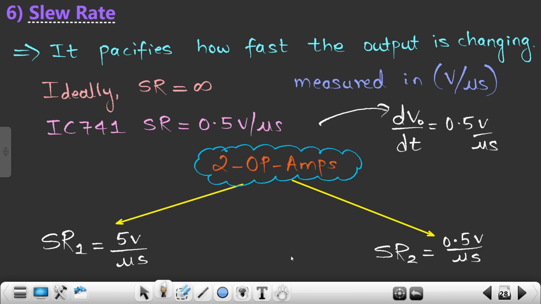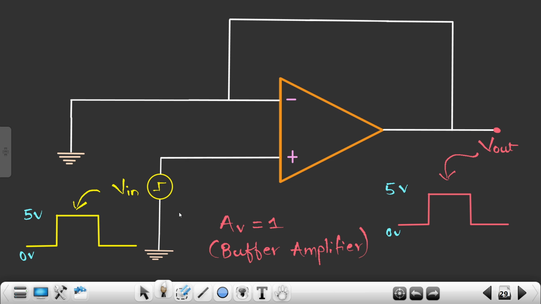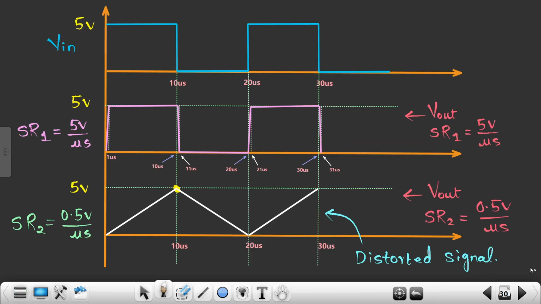One Opamp has a slew rate of 5 volts per microsecond, and the other Opamp has a slew rate of 0.5 volts per microsecond. And then we had taken one application of a buffer amplifier, wherein we are trying to introduce this concept of slew rate. So when we do so, what we get is this.